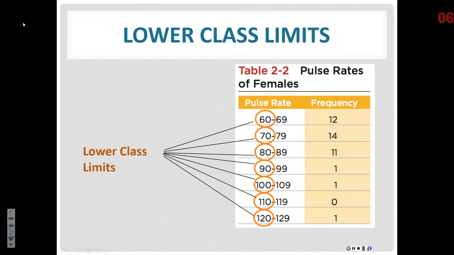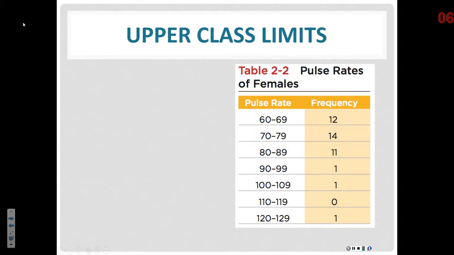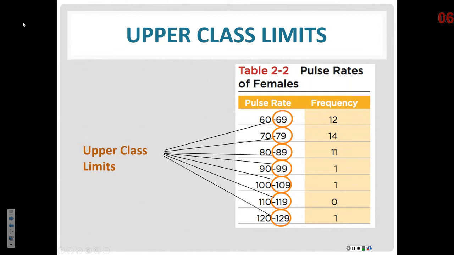Well, what's that? Remember that each of these categories were our classes, right? So the very first number in those classes, that's called the lower class limit, all right? And then you have the other one. Any guesses what it'll be called? The upper class limits, yeah. That's your higher number in your classes, okay?